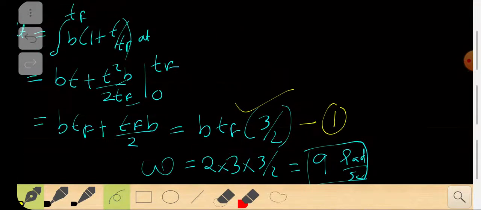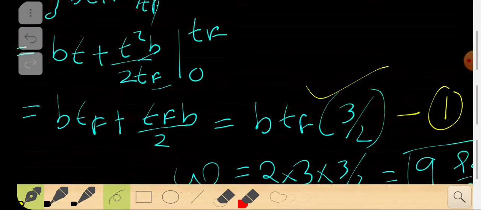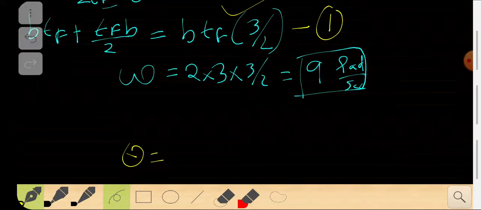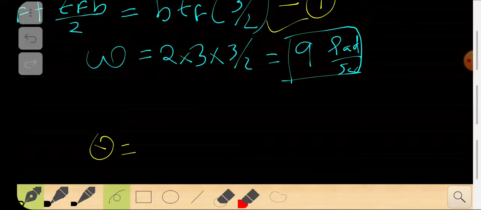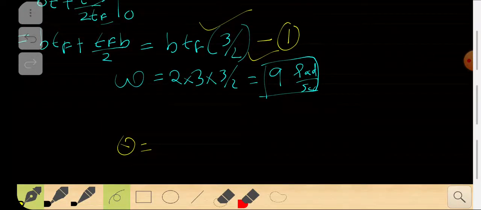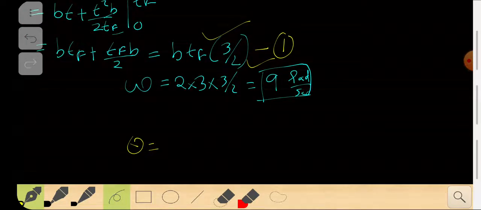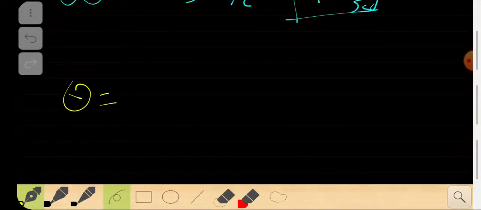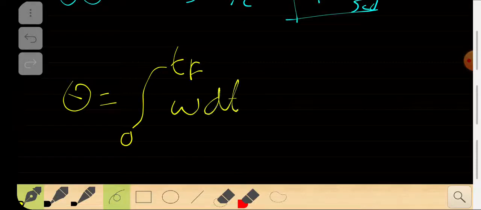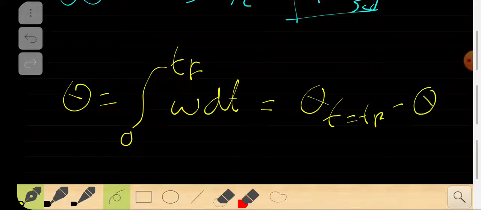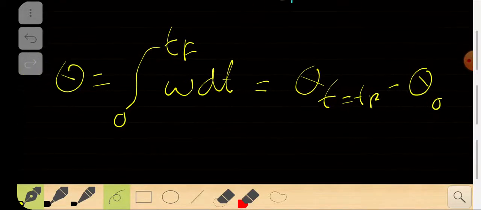So it's not that equation, it is that graph. The area under this graph will give you the theta angle. So theta will be equal to the integral from 0 to tf of omega dt, right? That's theta, which is the theta final minus theta initial: theta at t equal to tf minus theta at 0, right? So that's the actual difference in angle. That's the angle right there.